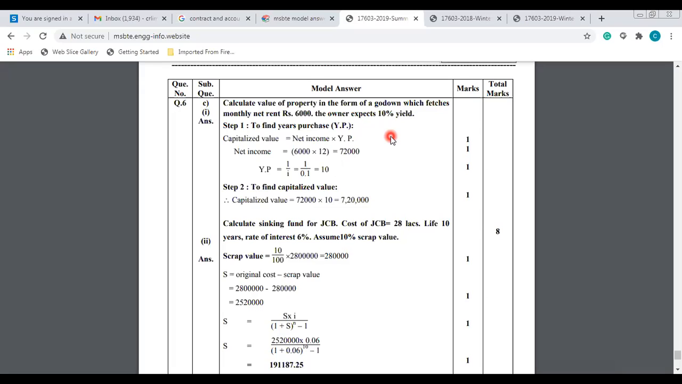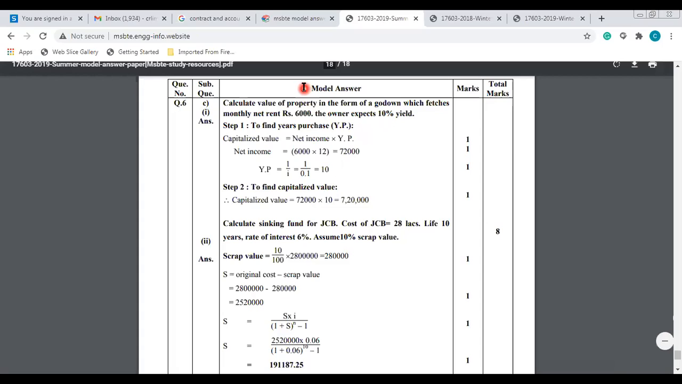Net income is nothing but rupees 6,000 multiplied by 12, as it is given as monthly net rent of rupees 6,000. So yearly net rent equals 6,000 multiplied by 12, that comes as 72,000. And YP, the 10% yield he is going to expect. So YP is equal to 1 divided by I.